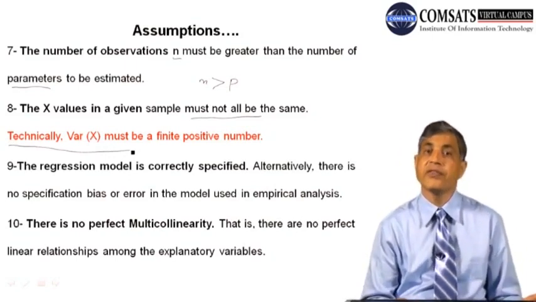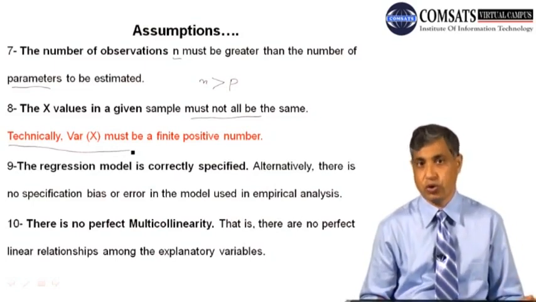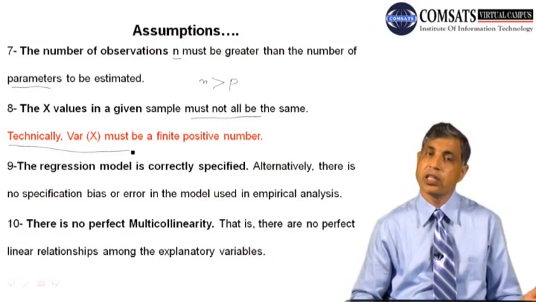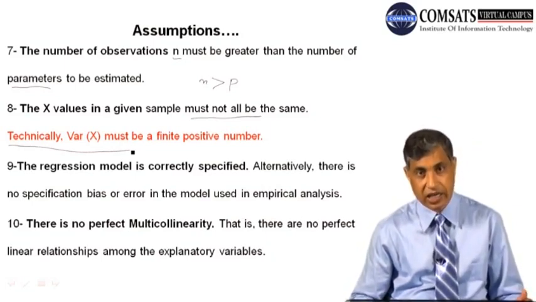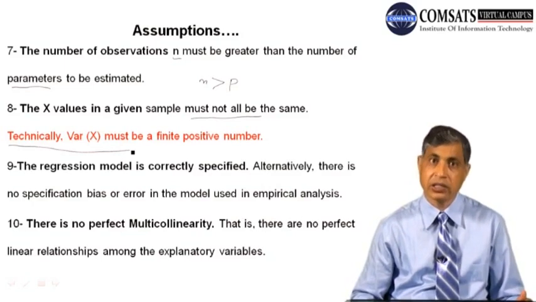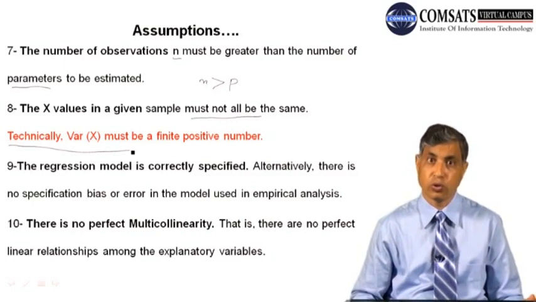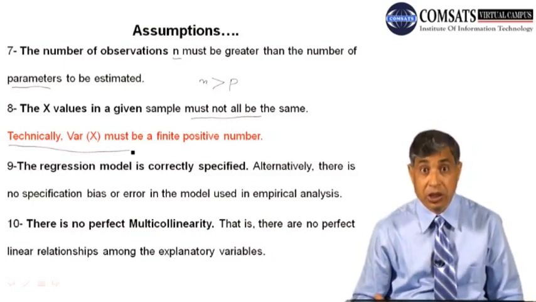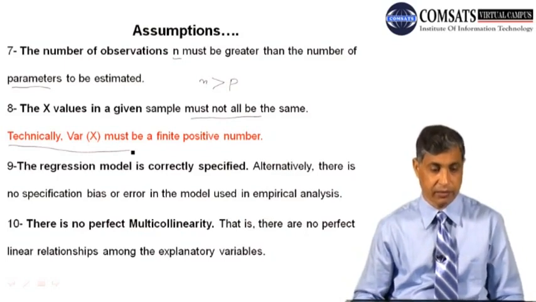For example, if there is no variation, the variance will become 0. If all the x's are the same, the variance will become 0. So what we say is that the variance of x, meaning here x1, x2, as many x's as you include in the model, must be some positive finite number.